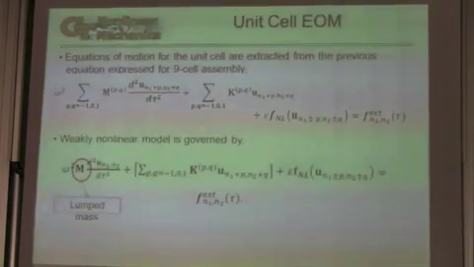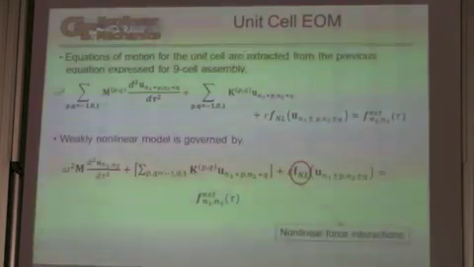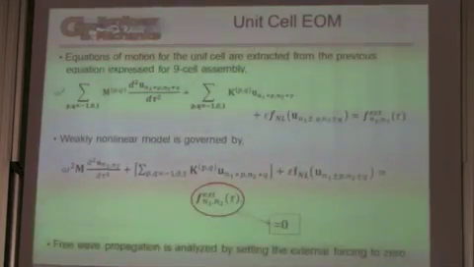I'll deal with lumped masses, although we don't have to. For discrete systems, they're typically lumped. We have a small parameter. Our nonlinearities need to be small. We have some nonlinear interactions here, and then for free wave propagation, of course, there are no external forces.